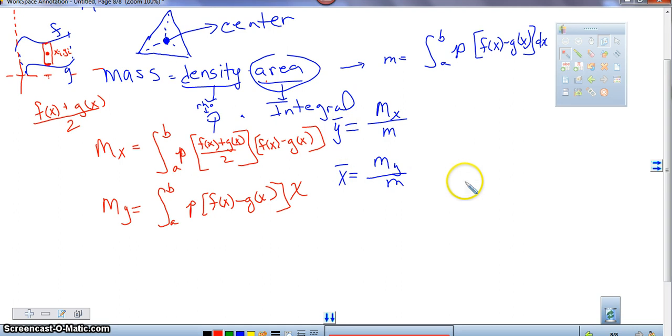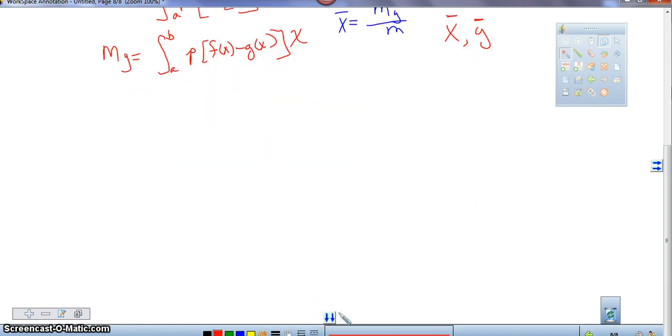And then to actually find your ordered pair where the centroid or the center of mass is located, that would be your x bar, y bar. And to find those, you take your moments and divide by the total mass, which is found by this integral. So basically for each problem, you have 3 integrals. So let's just look at a function real quick, and then we probably won't solve the integrals, because I know you can solve them.